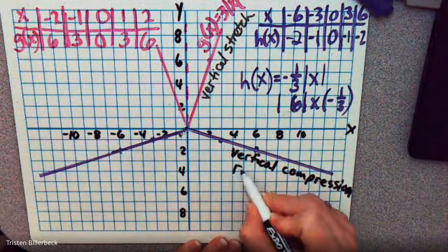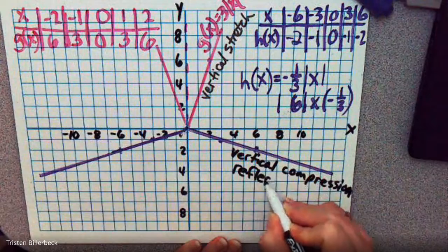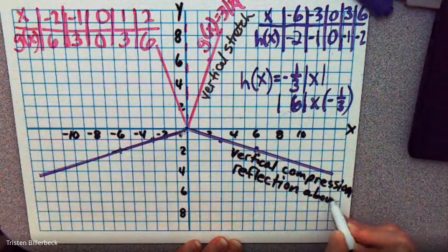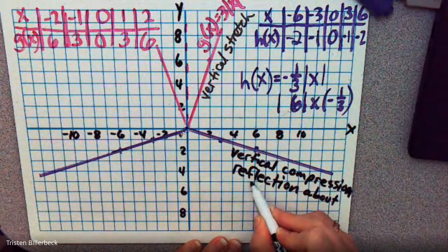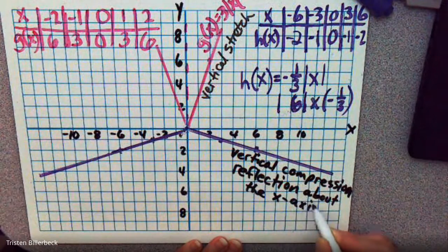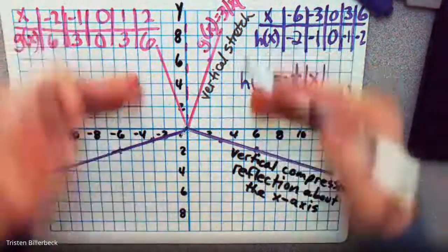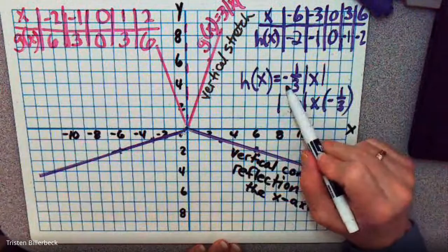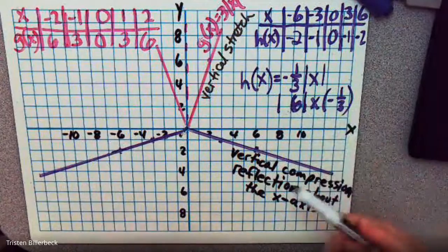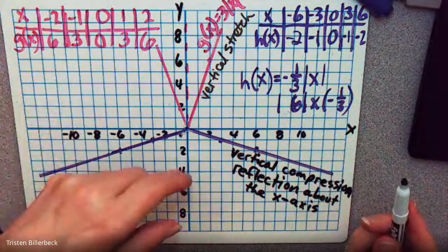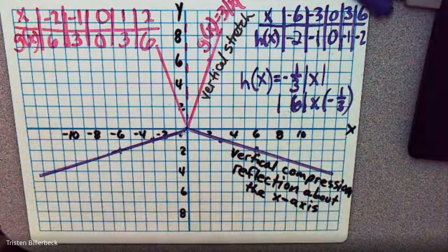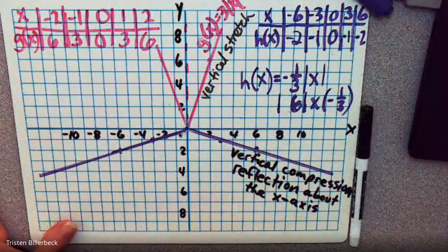But it's also a reflection about the x-axis. So it's two things going on. We've got a reflection from over here down here because of that negative. And then because it's a fraction, and it's between negative 1 and 0, it is actually vertical compression. Okay, so that's what that would look like when A is not 1.